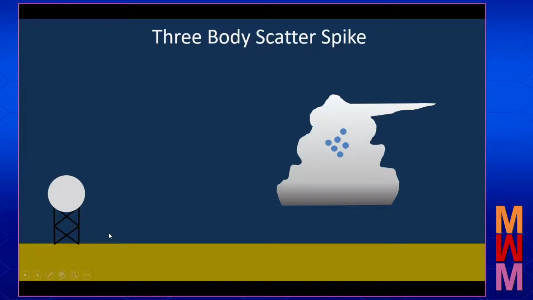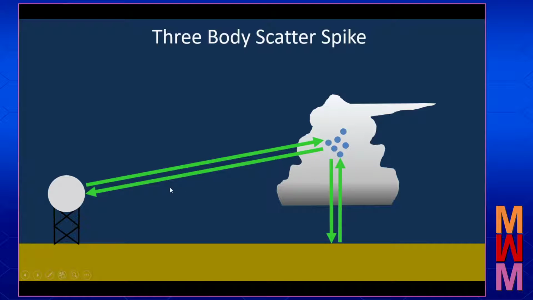So here's how we get a three-body scatter spike to occur. We have our radar here on the left and our storm with the hail area, hail up in the storm over here to the right. So what happens? The radar beam, the pulse of radio waves, comes out from the antenna, and those radio waves will hit the hailstones. A portion of the radio waves will actually be deflected down toward the ground, then reflected back off of the ground, back to the hail, and then back to the radar.